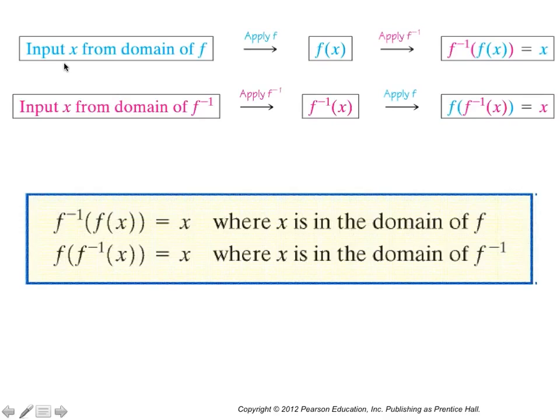Okay, so here's another representation. Here we have an input x from our domain of f. If we apply our function f, we have f of x. And then if we apply our inverse, like I said, it undoes it. So we're just left with x. And then again, if we take our input x now from our inverse function, we apply f inverse. So now we have f inverse of x. If we go and apply f to that, so we take f of f inverse of x, we are again just left with x.